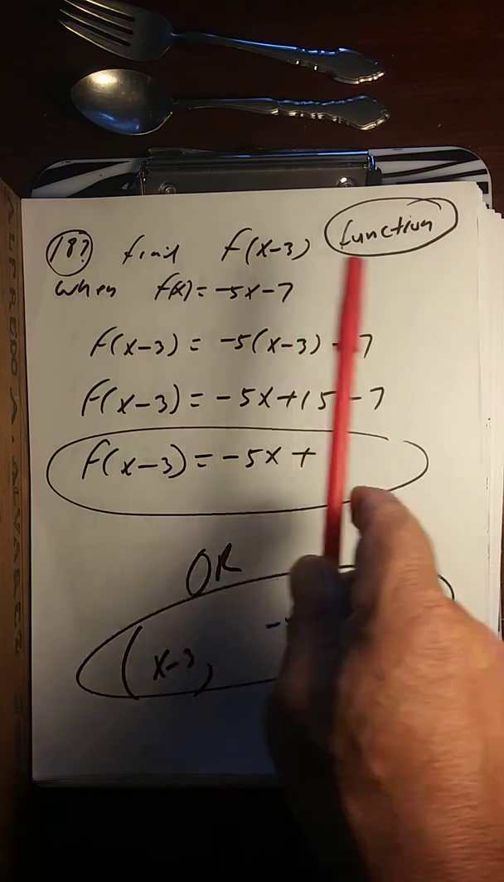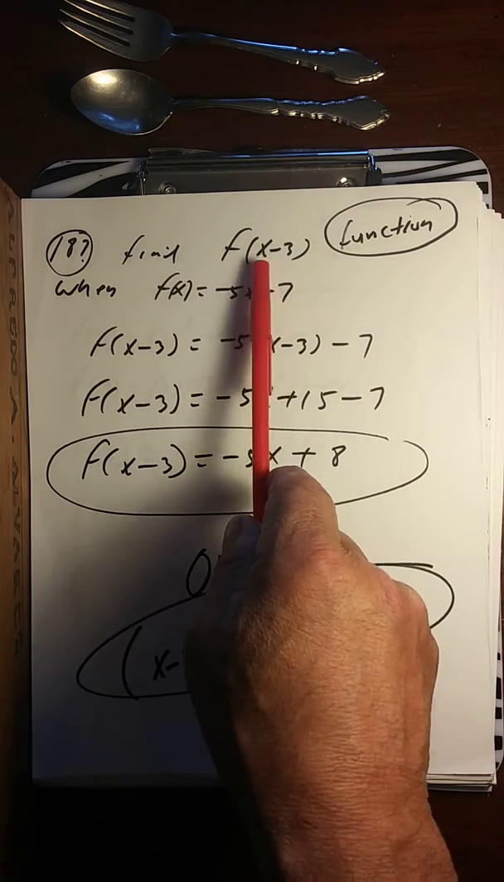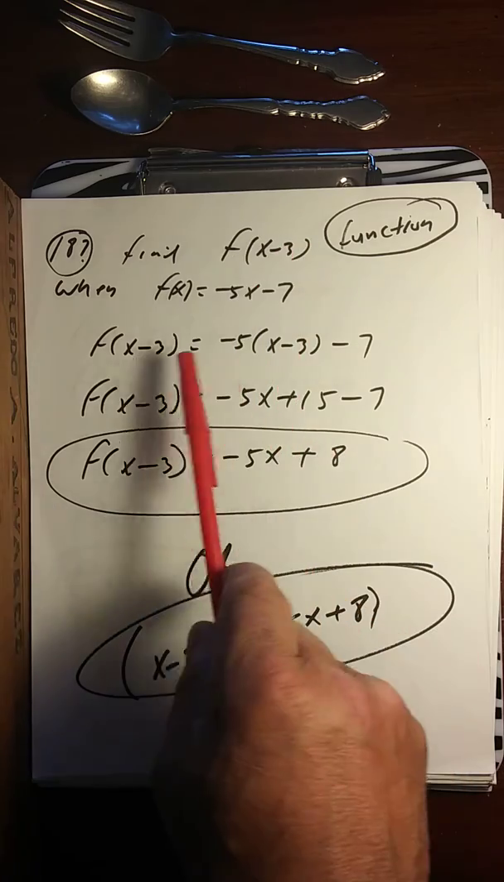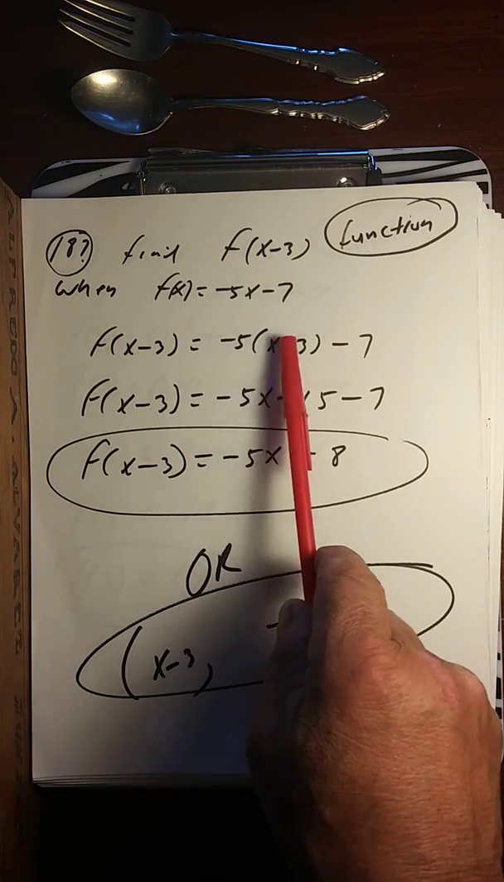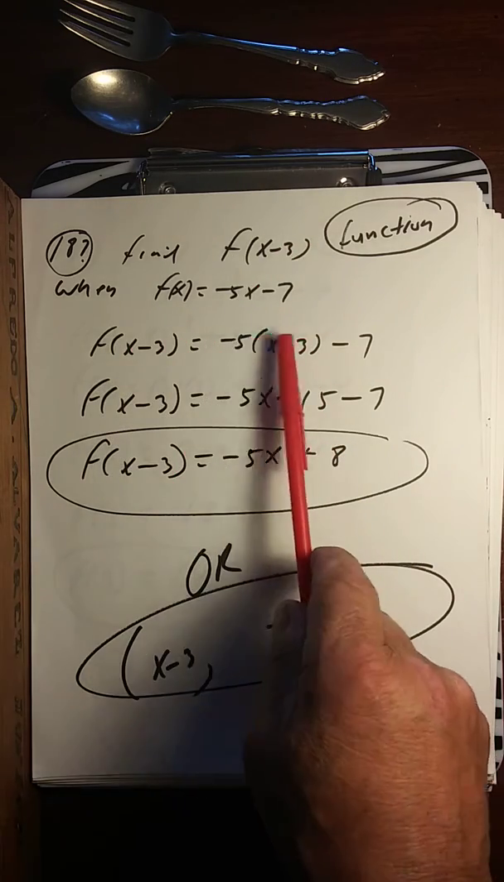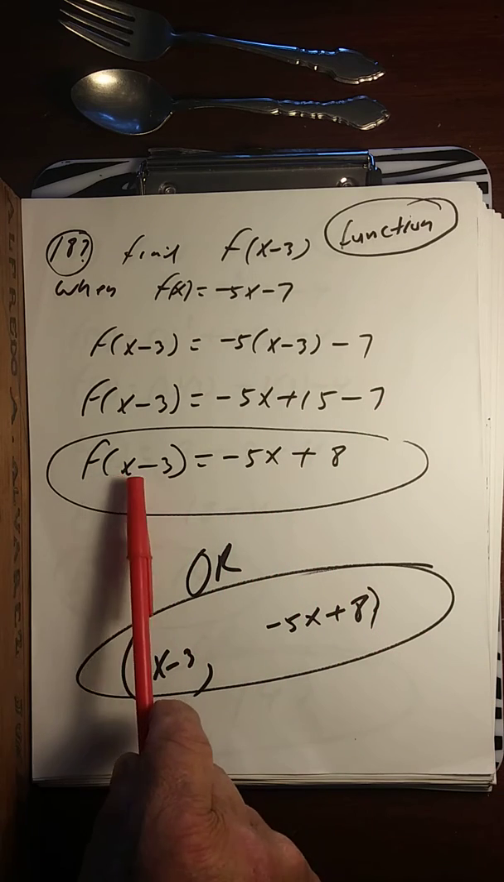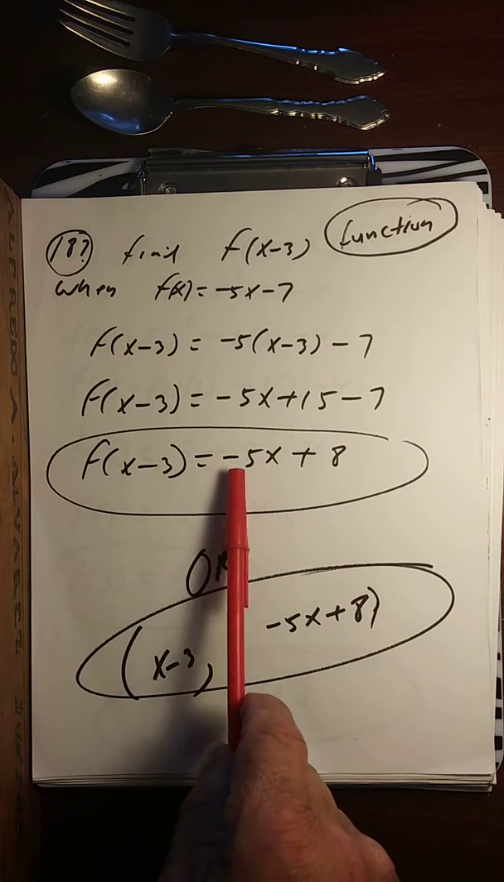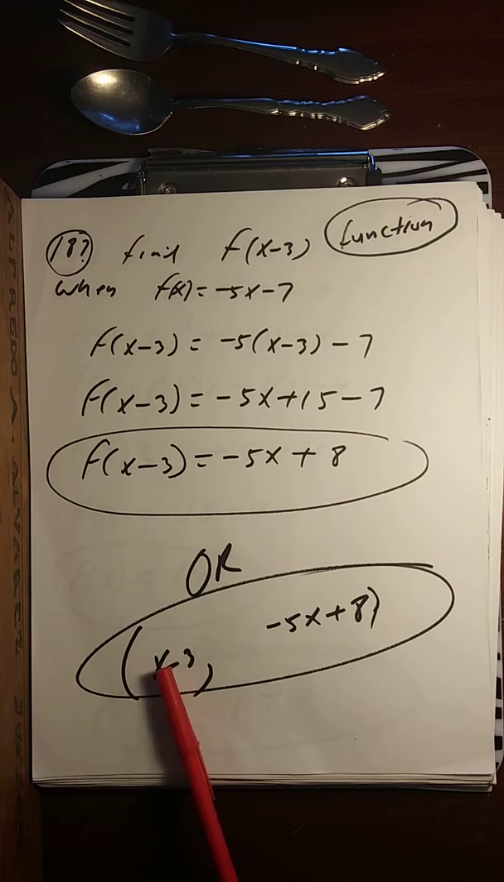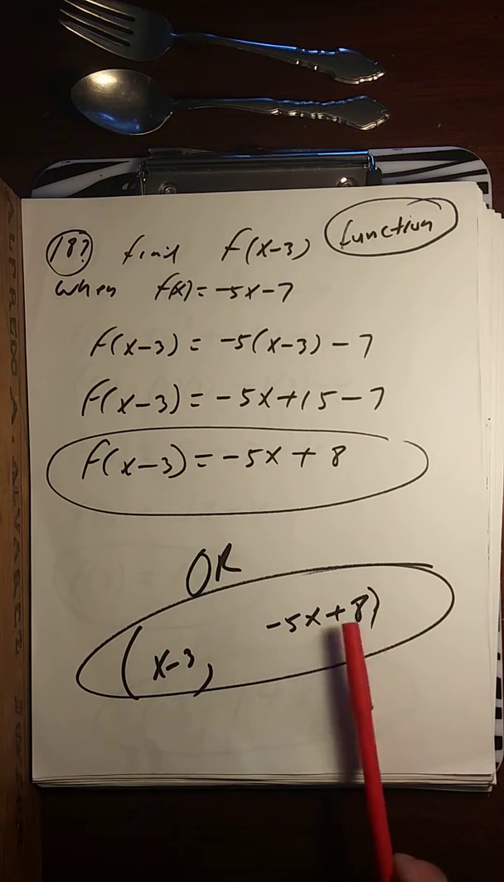Another function. So f of x is this. So f of x minus 3. So you're going to put all this in for the x. So negative 5 times x minus 3. That's going to be negative 5x, and that's going to be 15, and that. So f of x minus 3 equals negative 5x plus 8. Or x minus 3, comma, negative 5x plus 8.